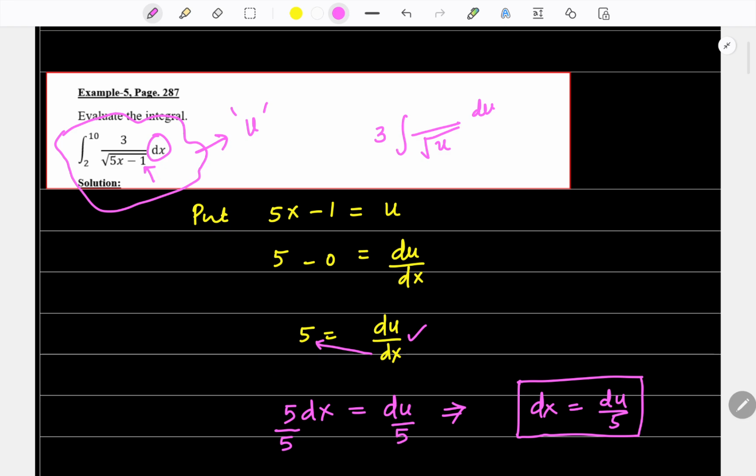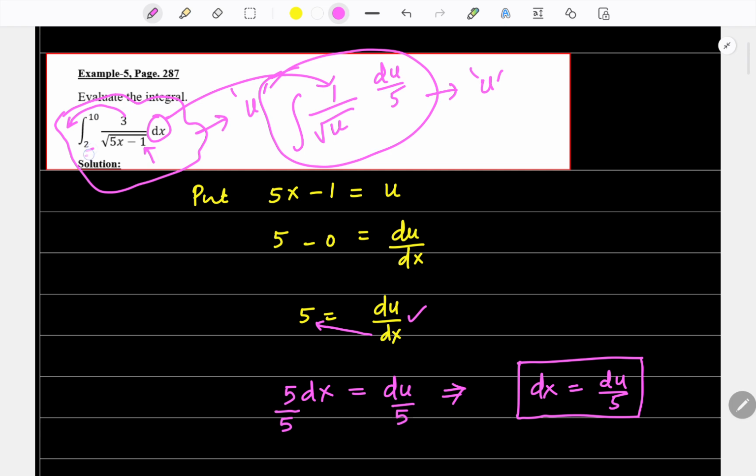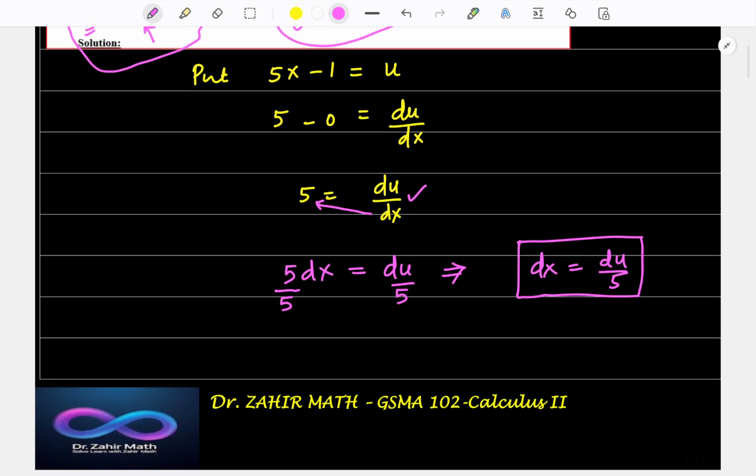So this dx, I'm going to write as du divided by 5. This 3, I'm going to take out, and then the integral of 1 divided by the square root of u. Okay, now look at this. Everything is converted in terms of u, right? Yes. These are the limits for the variable x, but now we converted in terms of u. So we need to find the limits for u, right?